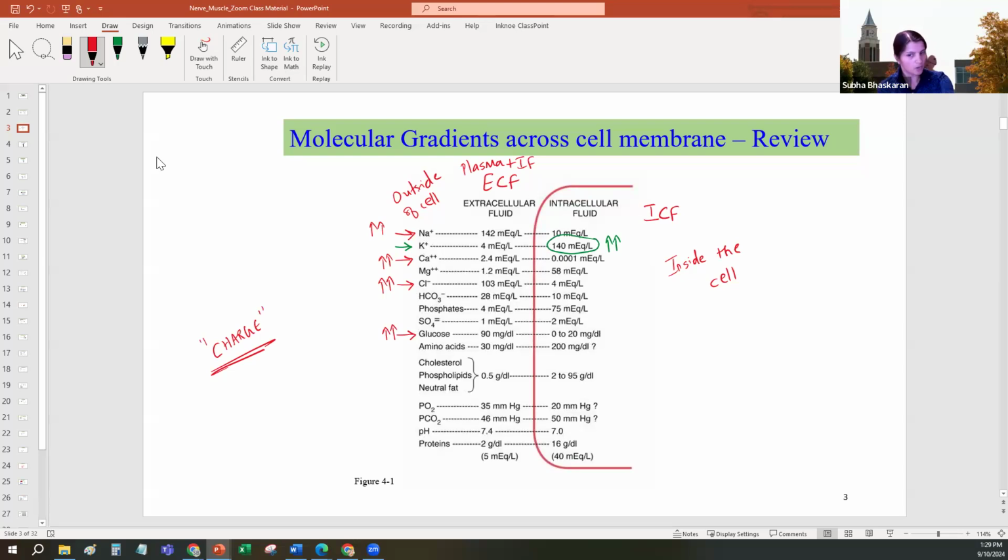What Lauren just told us was the chemical gradient. Yes or no? Right? What the charge tells us is the electrical gradient. And that's why we use the term electrochemical gradient. Correct? That's the word that you get there.